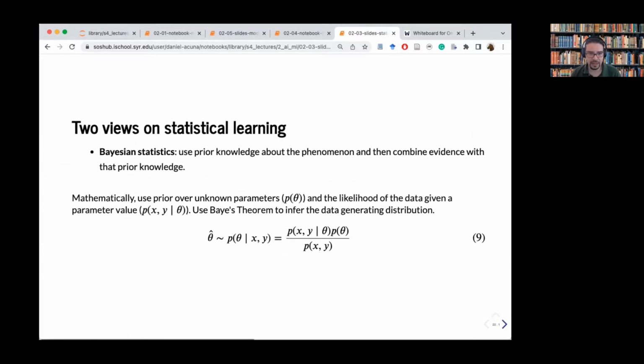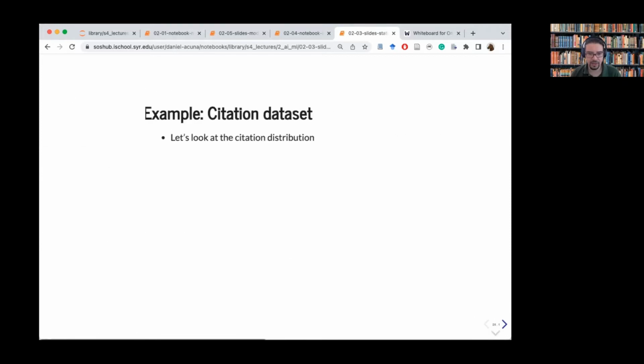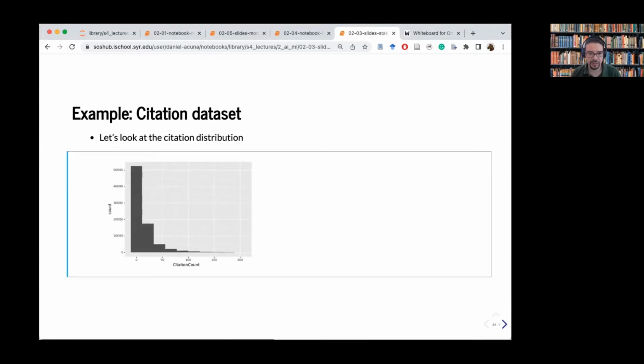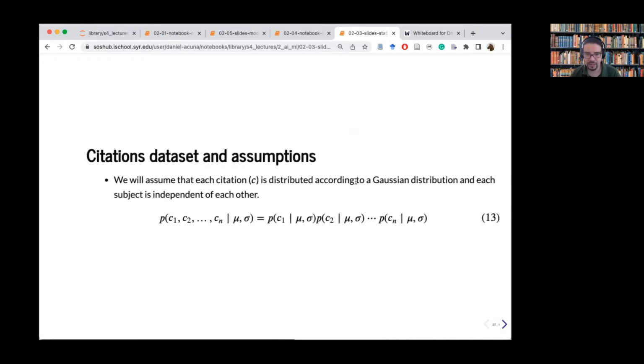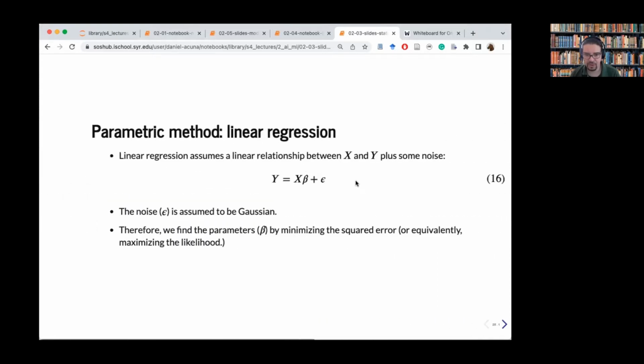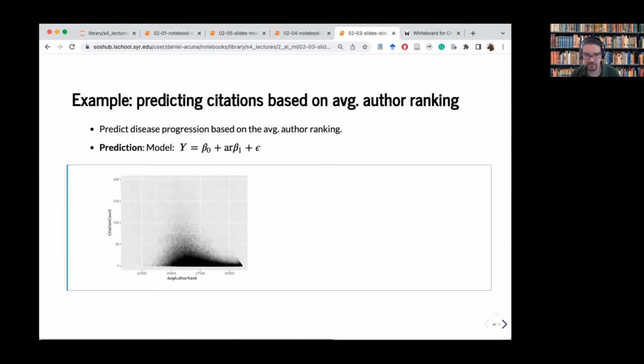So I'm going to skip this and you can go over it yourself. But this is just saying, let's say we assume that there is a distribution producing the citations, and the distribution is based on a Gaussian distribution. Now, the Gaussian distribution is not the greatest assumption for citations, because citations, as you see, are not normally distributed.